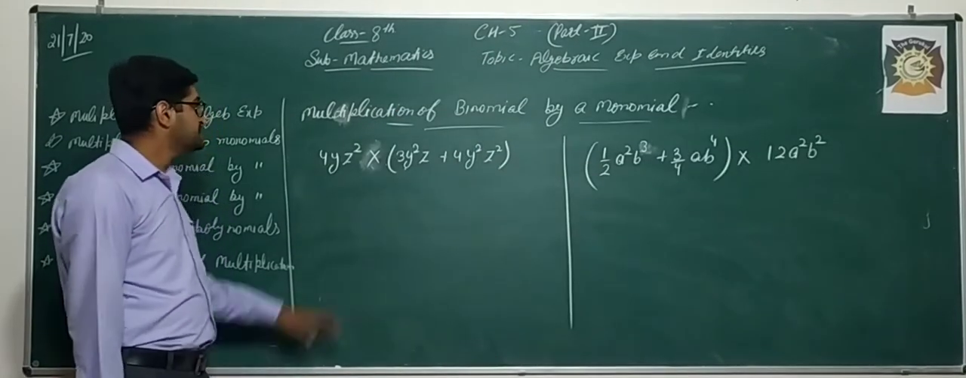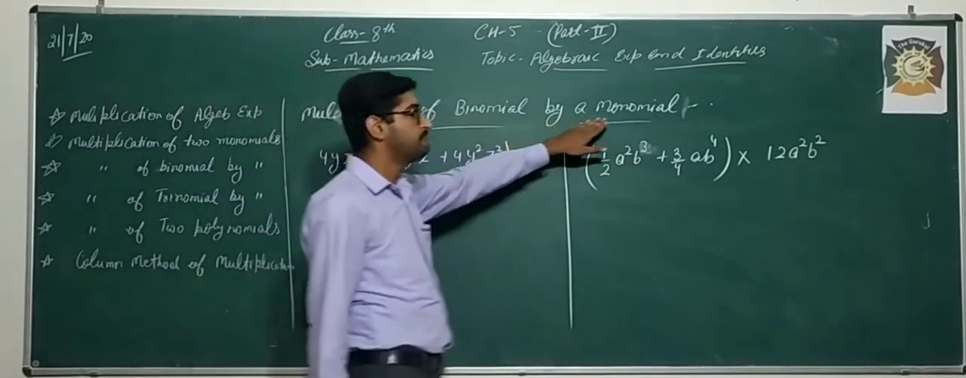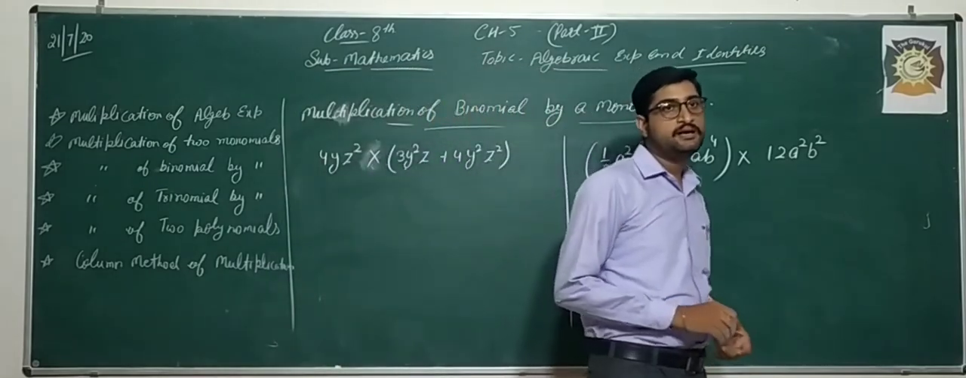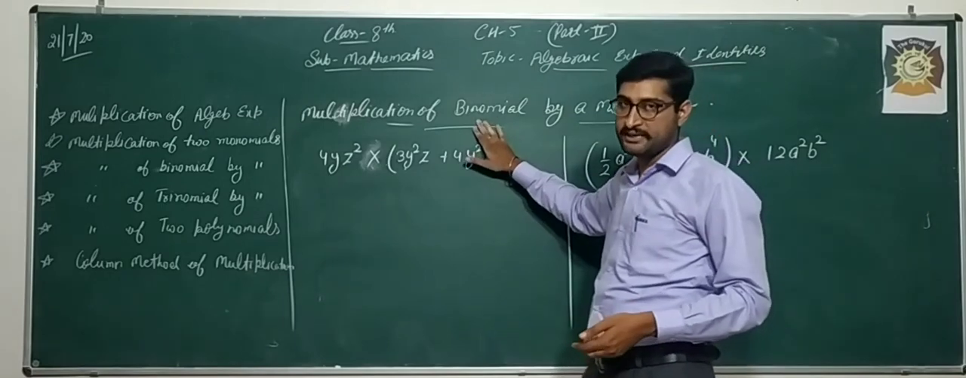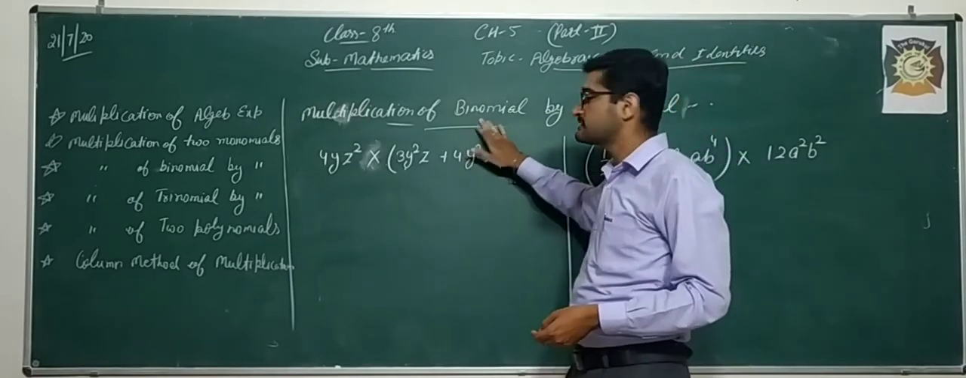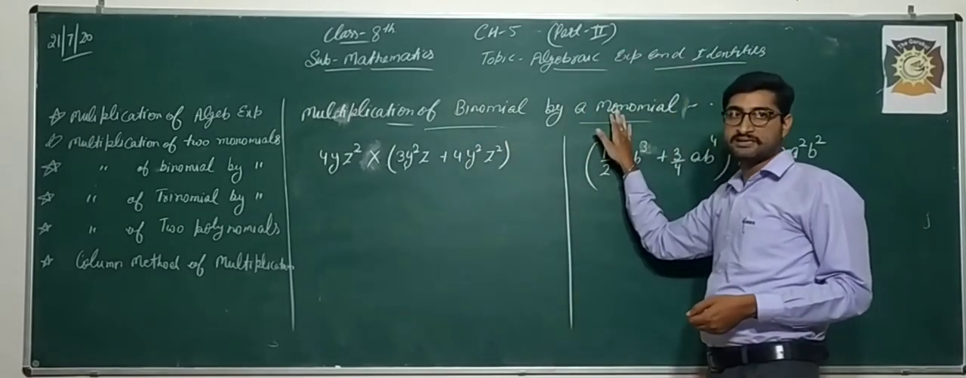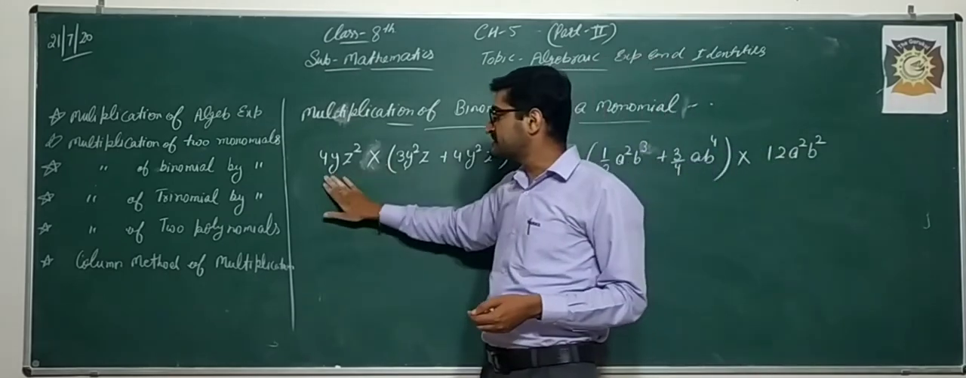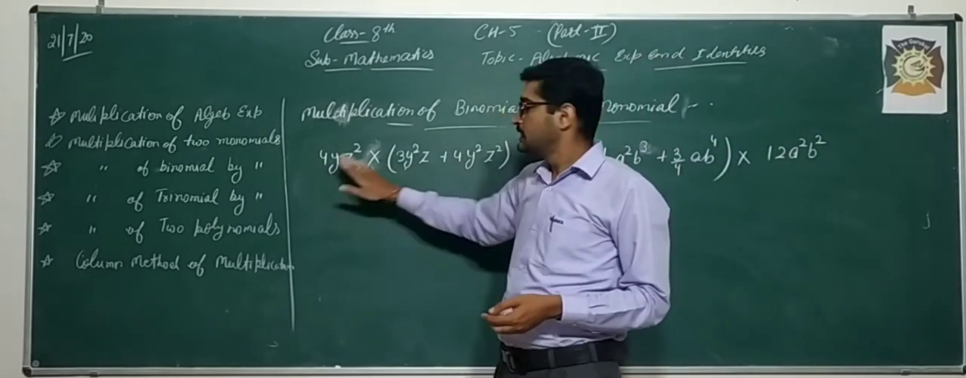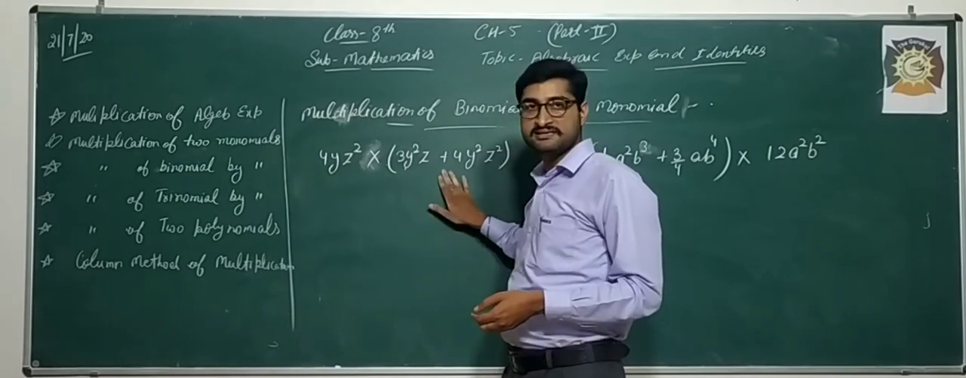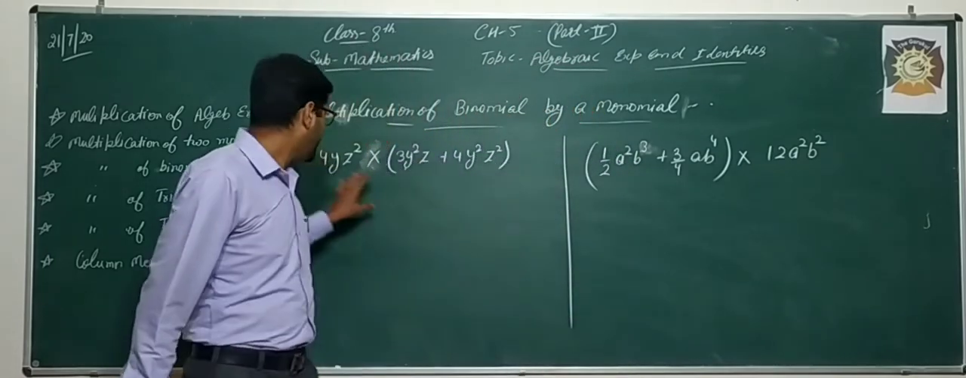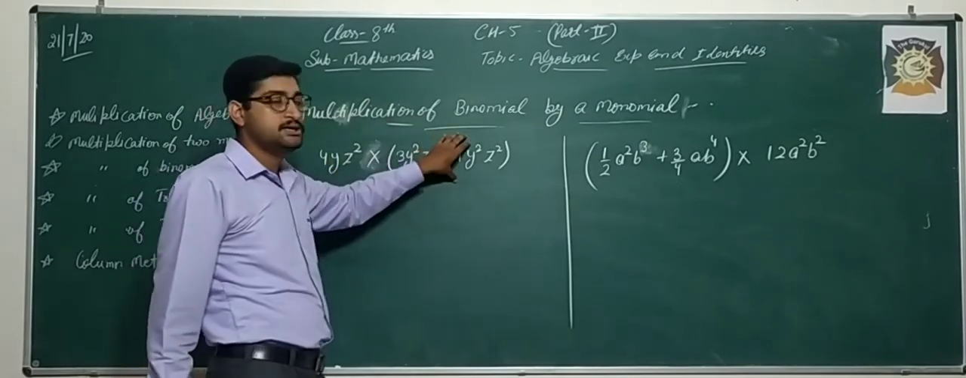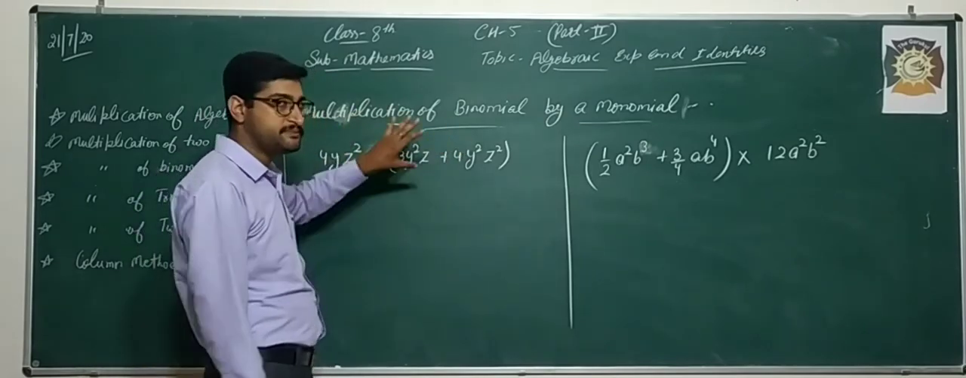Now the next topic is the multiplication of a binomial by a monomial. As it's clear, a binomial is an algebraic expression having two terms, and a monomial has one term. Here this algebraic expression is a monomial and this algebraic expression is a binomial. Now we are going to multiply a monomial with a binomial. So how do we multiply these two?